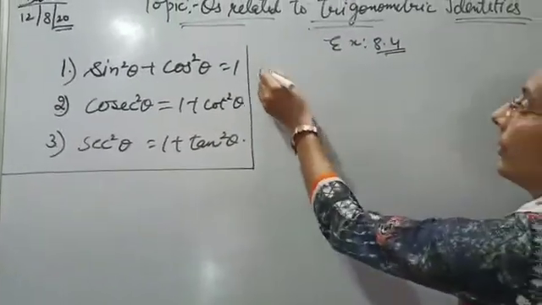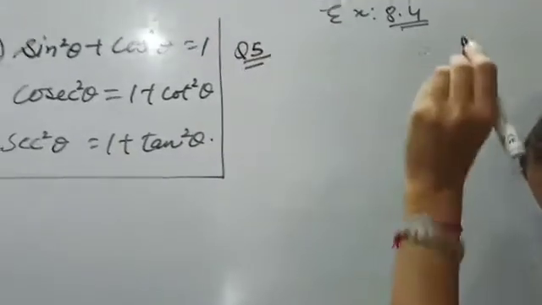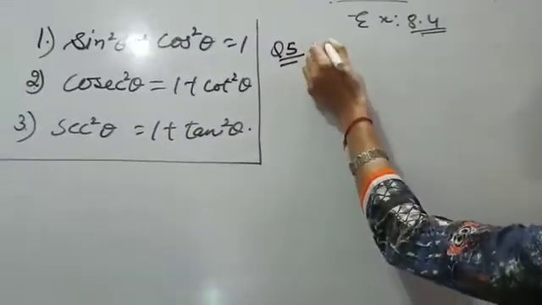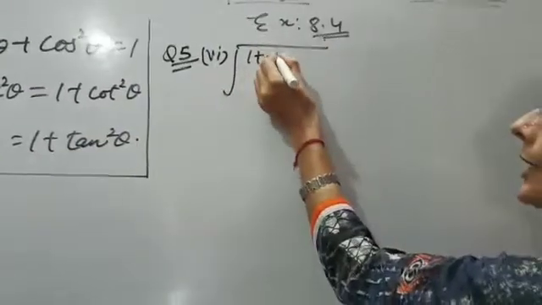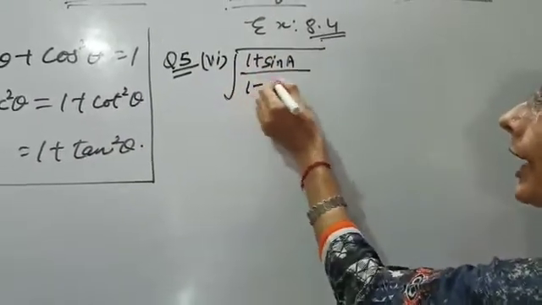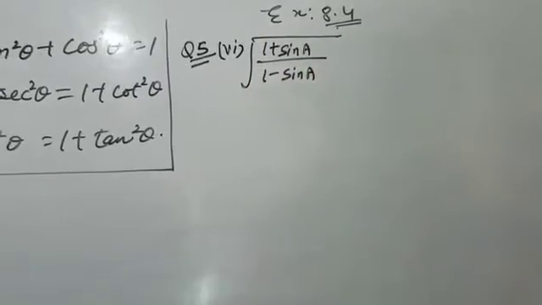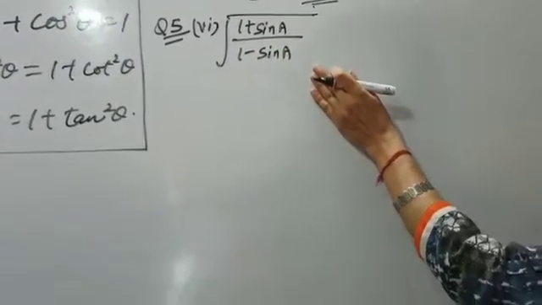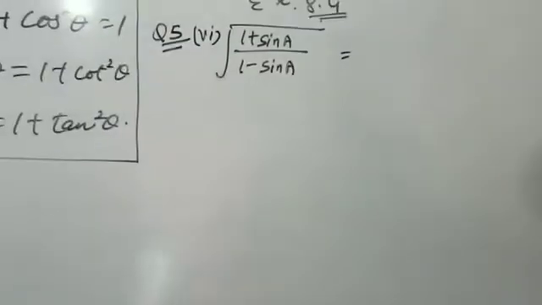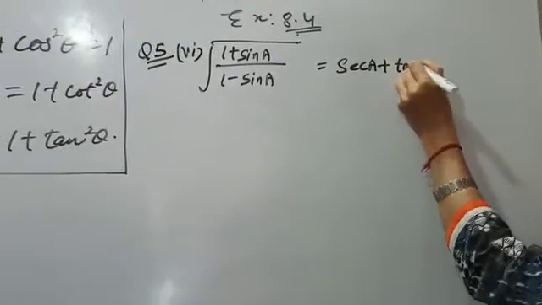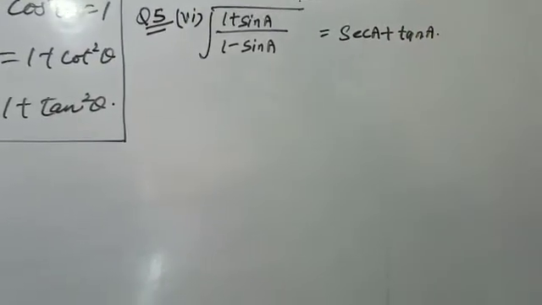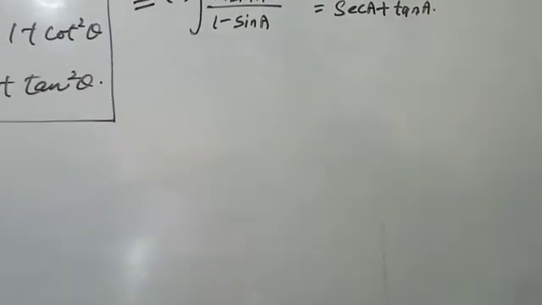Question number 5, part 6. Firstly we will see here: we have given the square root of 1 plus sin A in the numerator and 1 minus sin A in the denominator. If we are given this type of question, we always go with rationalization, and we have to prove it equals secant A plus tan A. So starting with the left hand side.